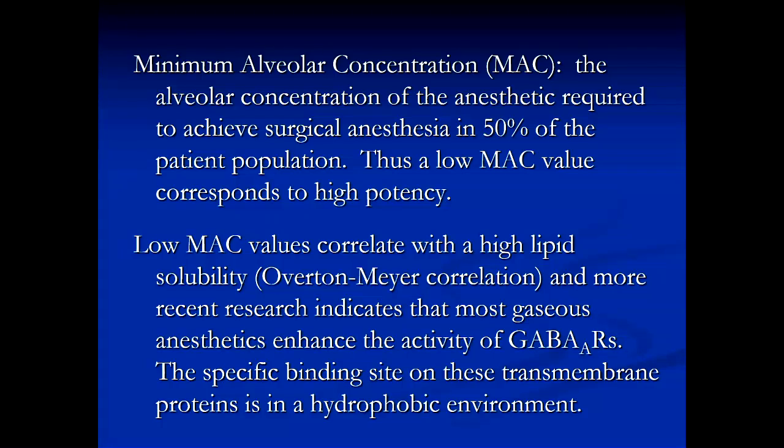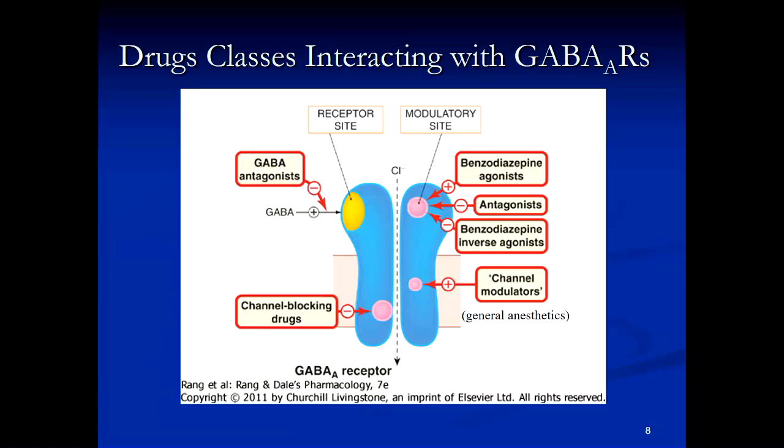For the most part, one of the things most of the gaseous agents have in common is they seem to interact with the inhibitory receptors we've commonly talked about, the GABA A receptors. They enhance the activity of those inhibitory receptors, as you would expect if you're going to be quieting down, shutting down circuits in the nervous system. And because of this correlation with high lipid solubility, it's likely that the binding site these gaseous agents interact with on these GABA receptors is in a hydrophobic environment, meaning somewhere inside the phospholipid bilayer region of the cell where these receptors are located. So we'll take a look at that in a moment.